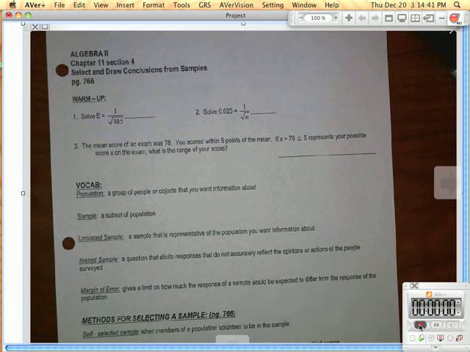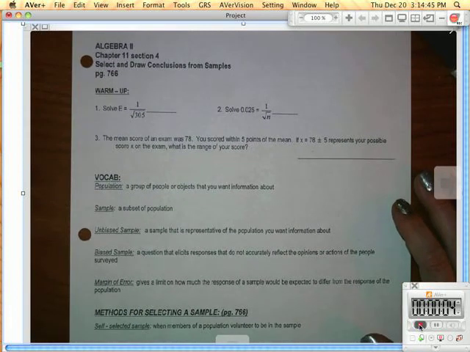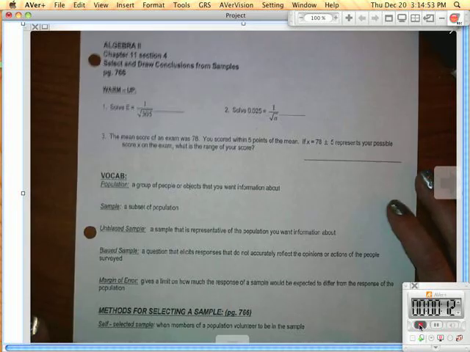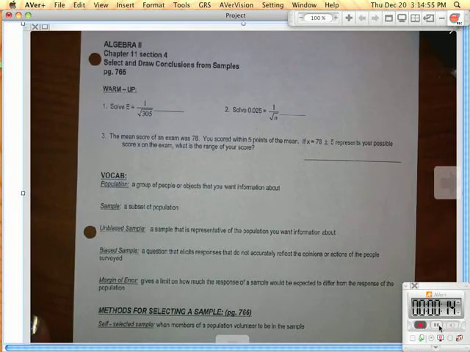All right, here we go with 11.4. So go ahead and try the warm-up first. That's kind of what worked out well to have it come first. So this is going to be all about selecting and drawing conclusions from samples. So take a minute and pause the video and do the warm-up.